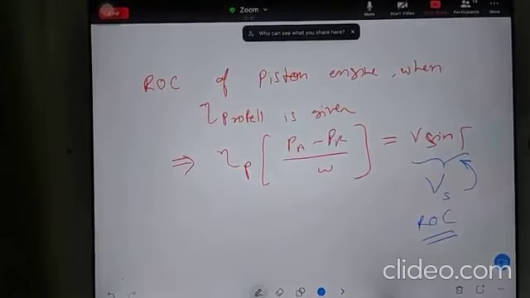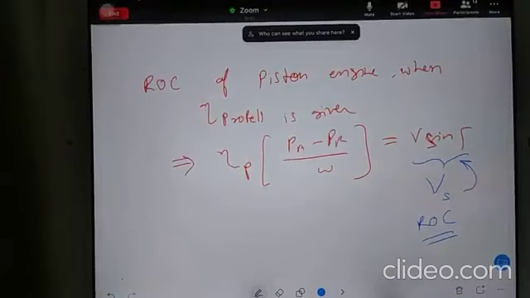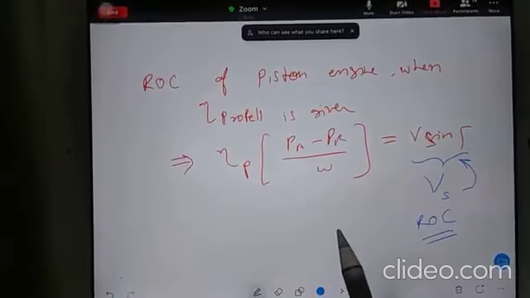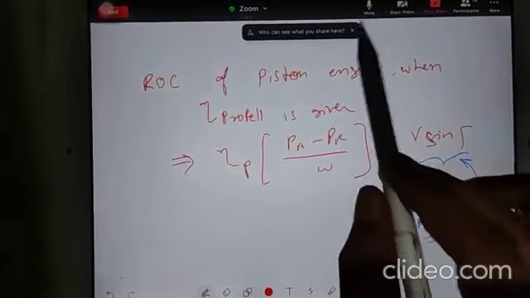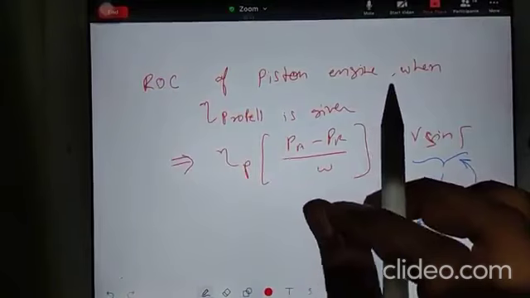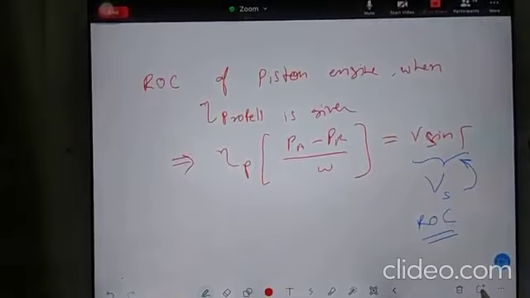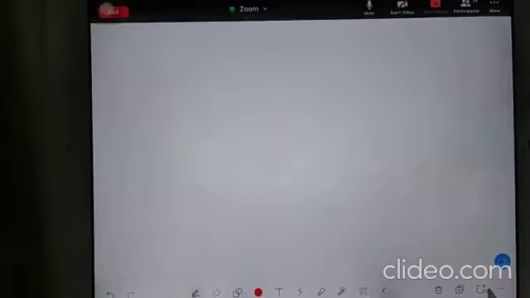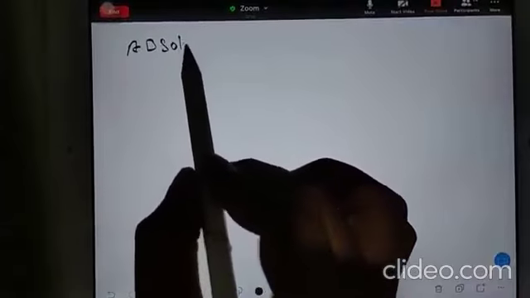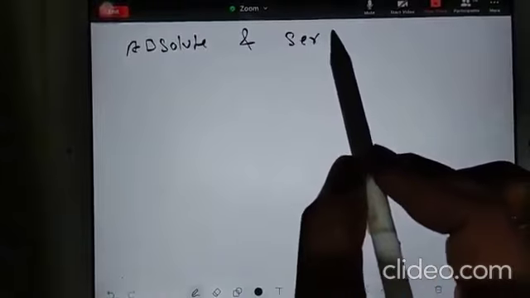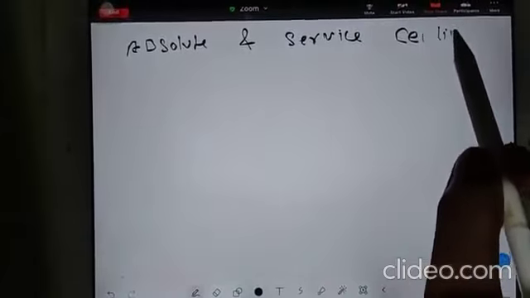Now we will take the topic absolute ceiling and service ceiling. Still we are doing flight where we are not considering acceleration. I'll change the page. Now take down another topic, absolute and service ceiling.